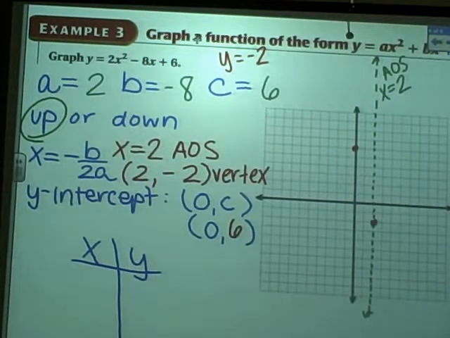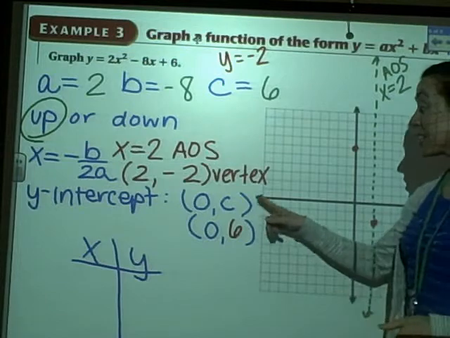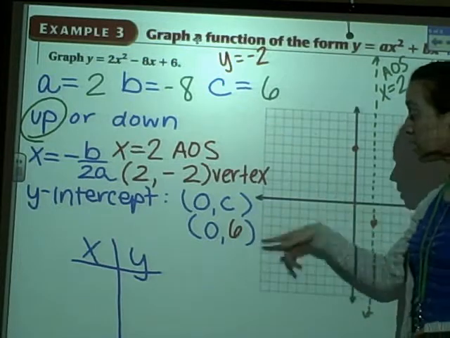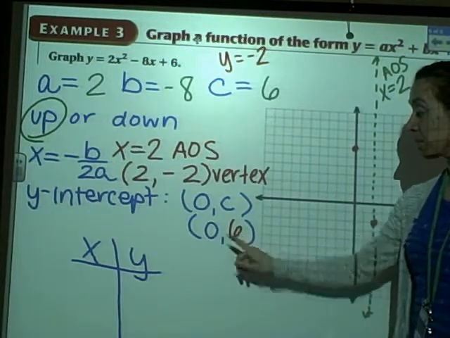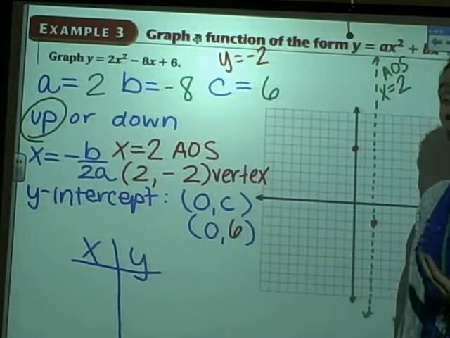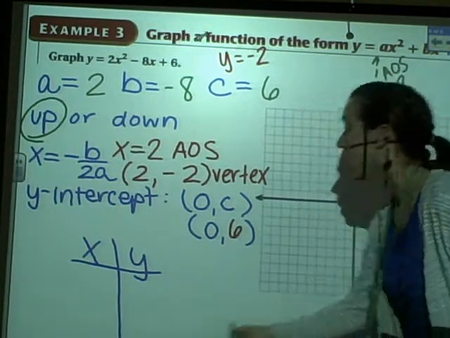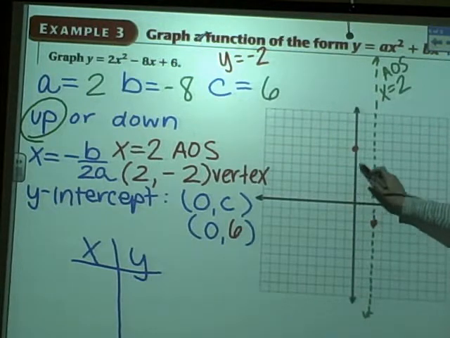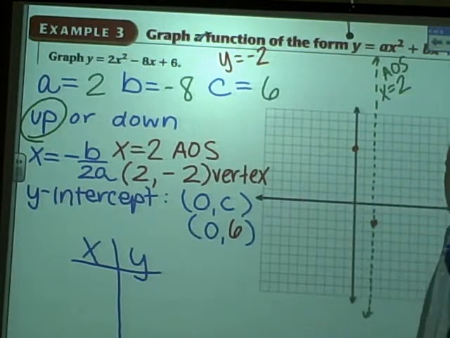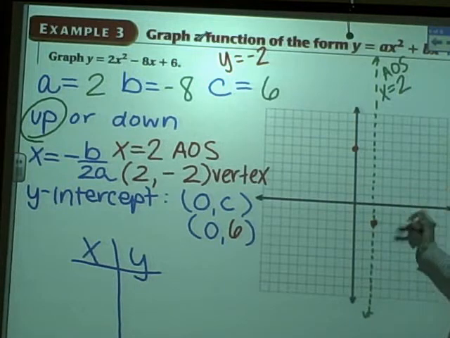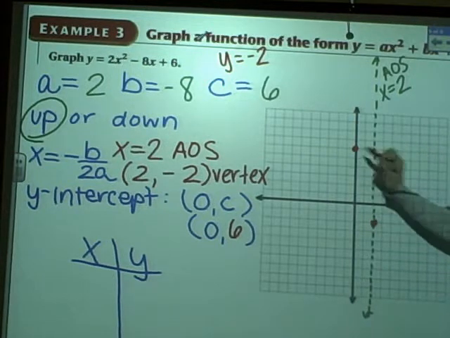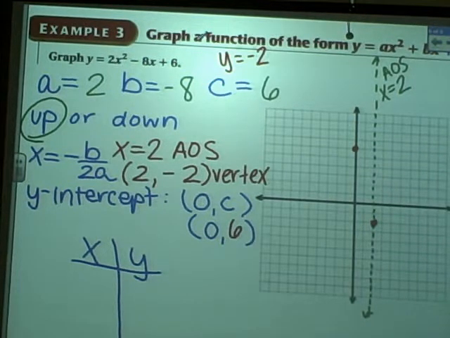Okay, so since my c value is 6, I'm going to take 6 and make that a point with 0. So 6 becomes my y-intercept. I'm going to go on the y-axis and plot the point (0, 6). Now all that's left, I have a vertex, I have a y-intercept. I just want to get at least 1 or 2 more points on there. So I'm going to just pick a value for x.